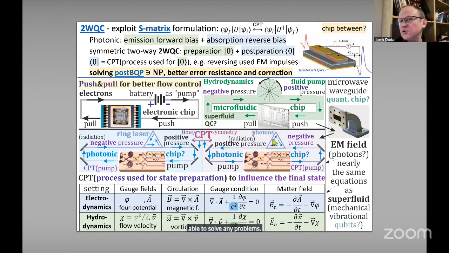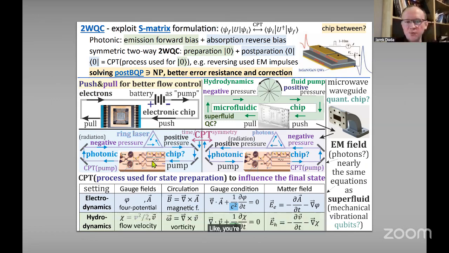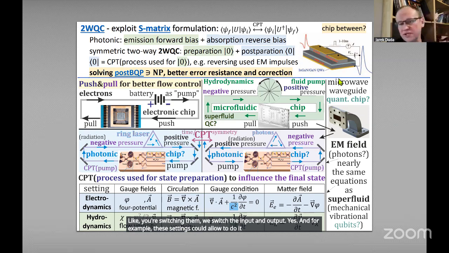So the question is, could we do it for electromagnetism, which mathematically, again, is very similar. So maybe for microwaves, maybe finally for photons. And so we need, again, to push a photon into and pull from. So from the CPT perspective, switching them, we switch the input and output. Yes, and for example, these settings could allow to do it. And for example, synchrotron radiation.